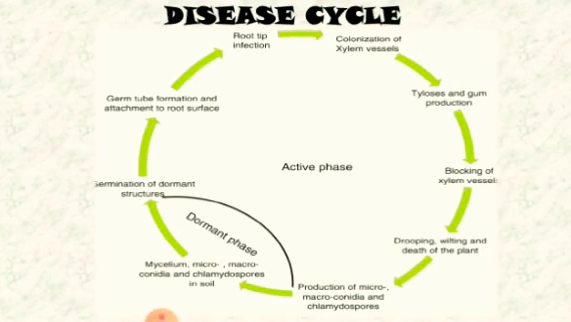Against this, the plant will show its defense mechanism, and due to this, tylosis and gum production will follow. Because of this fight, there will be blocking of the xylem vessels, and since the water supply is interrupted, there will be drooping and wilting and maybe the death of the plant. But the pathogen is enzymatic, and it will keep on producing microconidia, macroconidia, and chlamydospores, and the cycle continues.